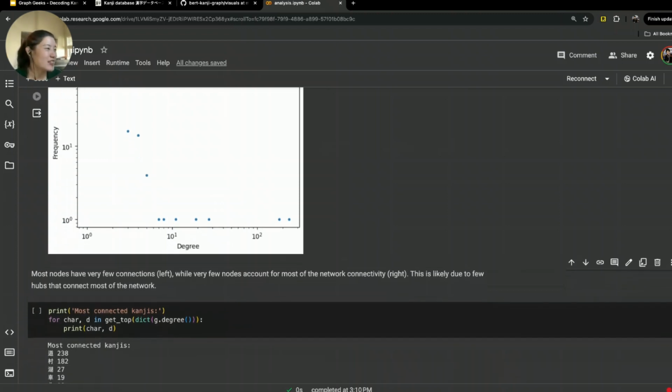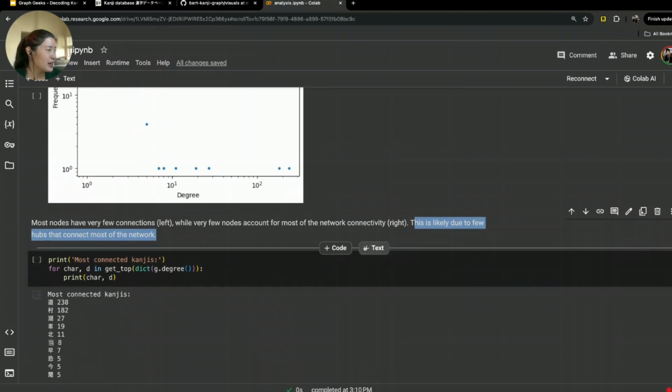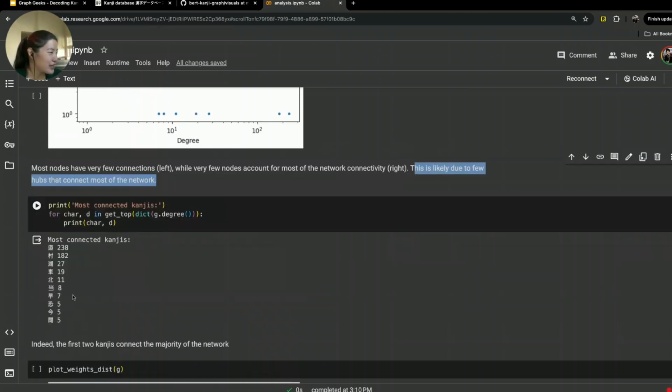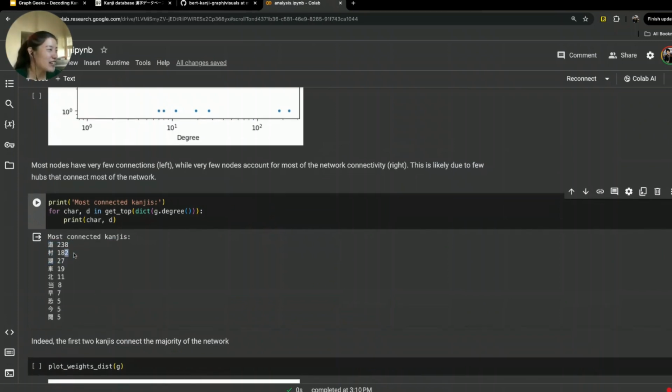And so the idea, and this is the hypothesis, was that this is because there are only a few hubs that connect the majority of the network of the 2,136 kanji. And so the most connected kanji turn out to be, suspense here, this is the big finding: path or road, which is this first one, has 238. And this character actually means village.